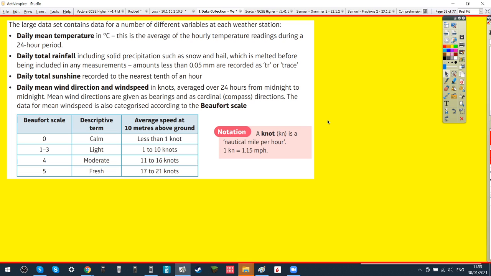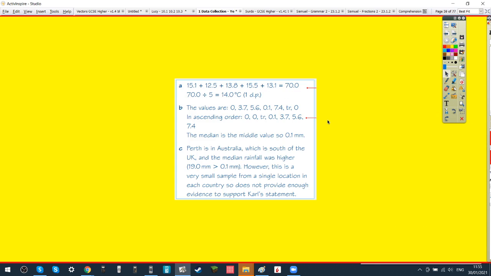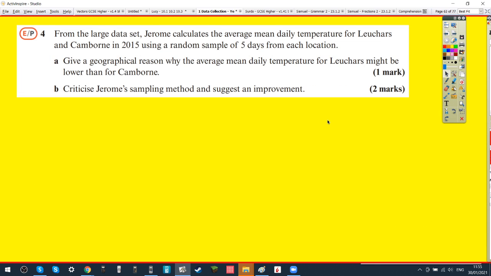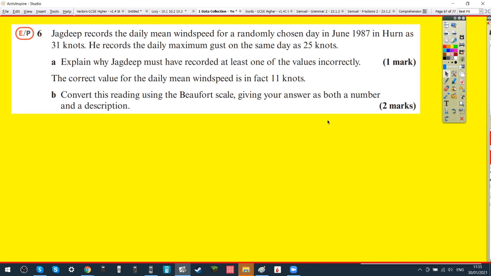Any idea how you know how he did something wrong? Is it because he went... Because the Beaufort scale says it goes up to 5 and the 5th one goes up to 21 knots, but on his data it goes above 21 knots. Yeah. Which is more than the maximum. Yeah. The correct value is 11 knots.